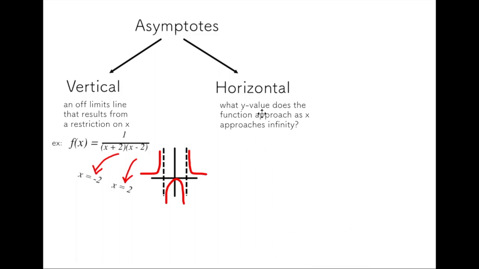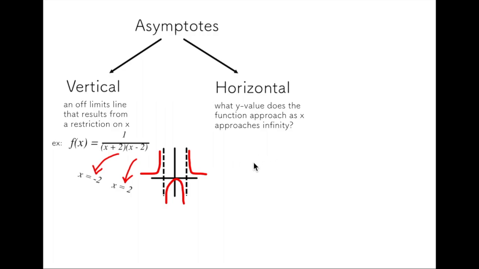Horizontal asymptotes can be found by asking yourself, what y value does the function approach as x approaches infinity? So if I take my x values and I make them very, very big, what happens to my function? What value does it approach? That's the question we're going to answer in this video today.